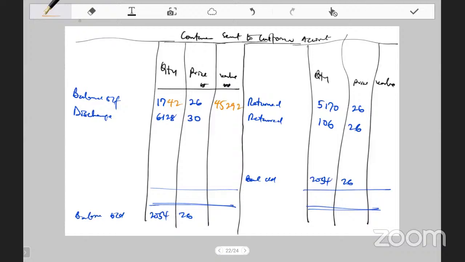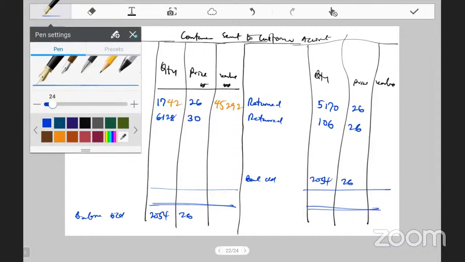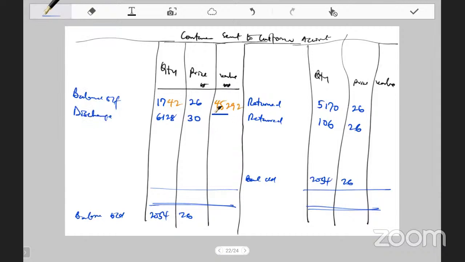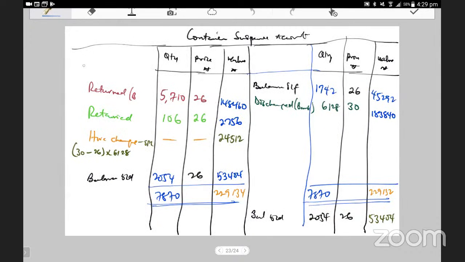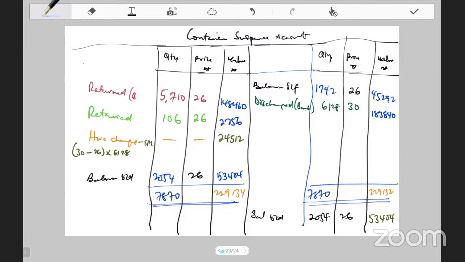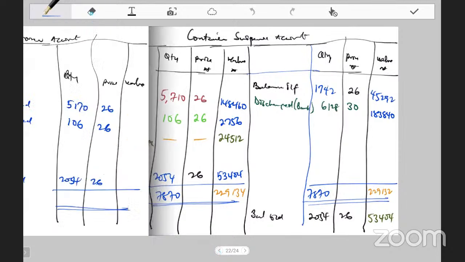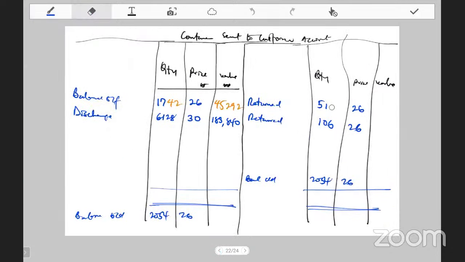What is hire charge? 183,840. Okay. Let's go to the other side. Now that is 5,710. So what's the answer to that? Please give me the figure, Joe.